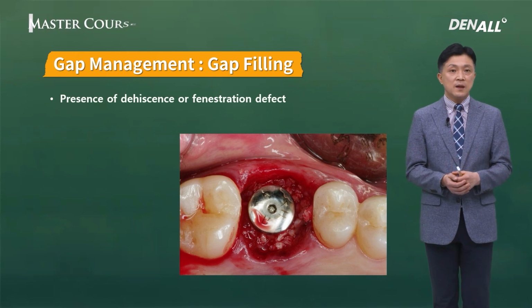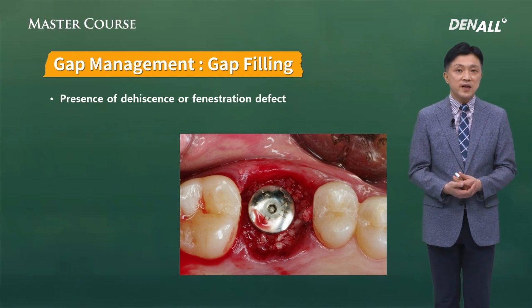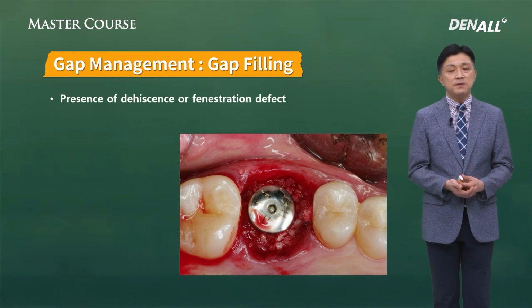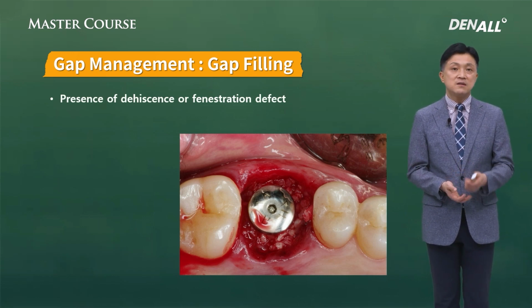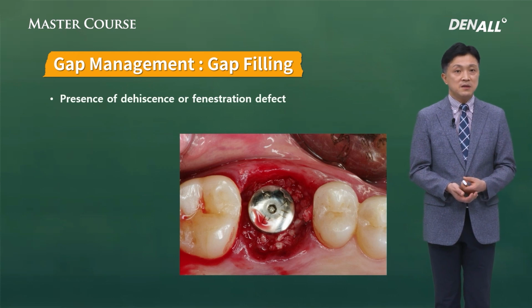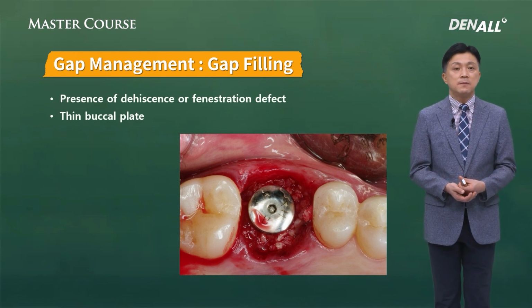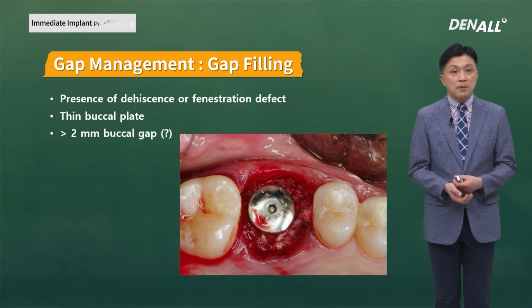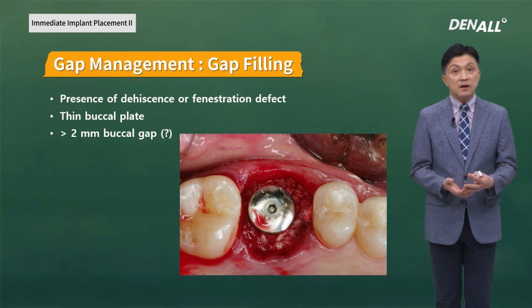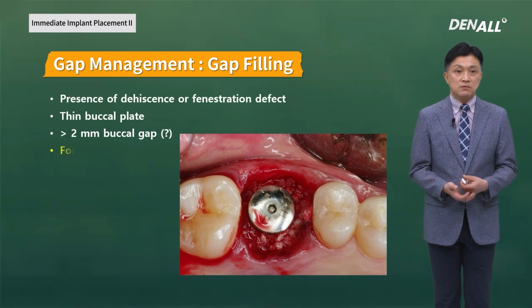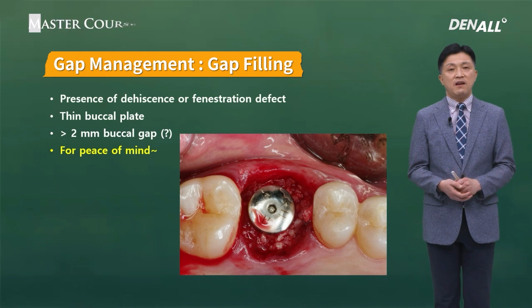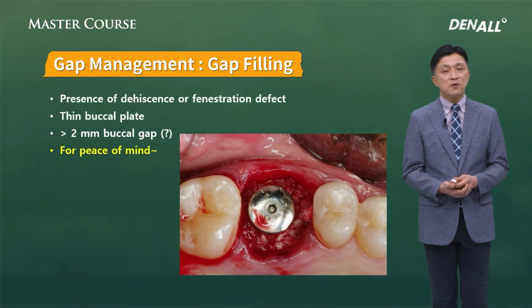This is the same with the palatal side as well. If there is a dehiscence defect, gap filling is imperative. In this case, you may need to do an external socket graft as well. If the buccal plate is too thin, in order to limit remodeling, bone graft is necessary. If the implant has been placed too buccally or labially, if the gap is thin, you can just use it. If you feel unsure, you can do gap filling to get more peace of mind.